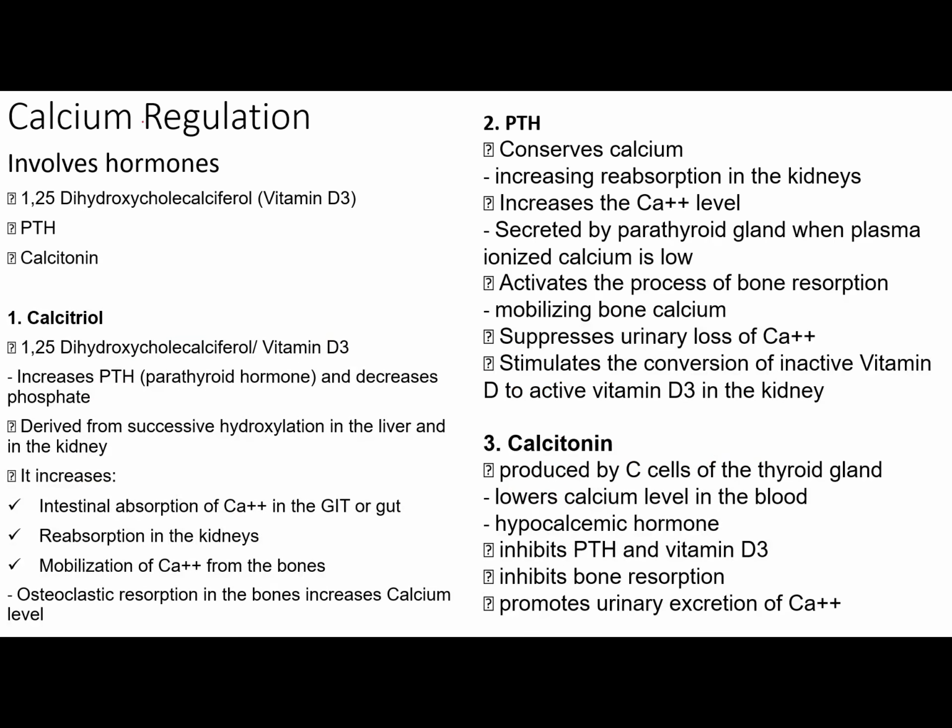Then we also have your calcium regulation. So how is your calcium regulated? It usually involves three hormones, class. First, 1,25-dihydroxycholecalciferol, also known as your vitamin D3. Now, the activated form of vitamin D3, class, is known as your calcitriol. So let me repeat, the activated form of vitamin D3 is known as your calcitriol.